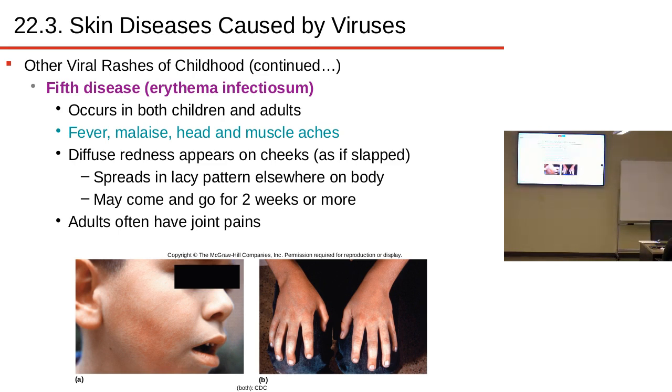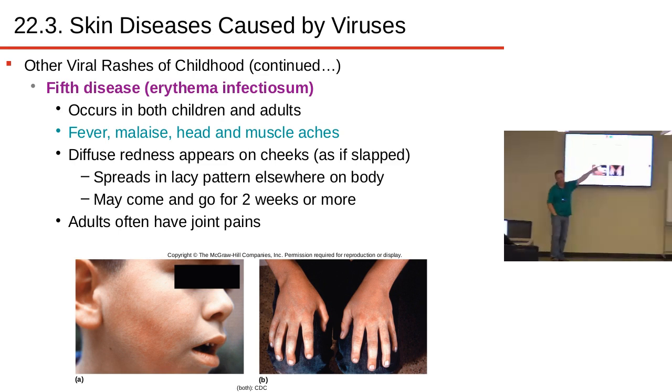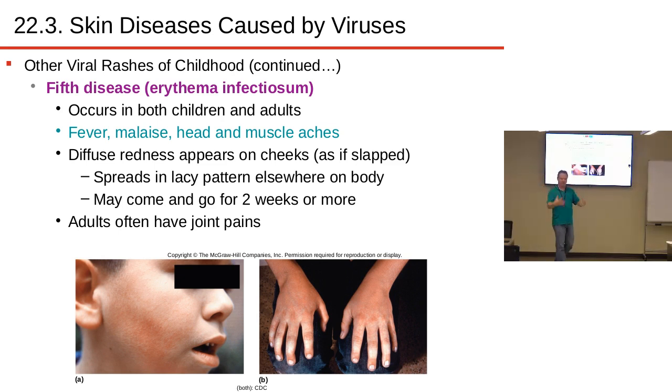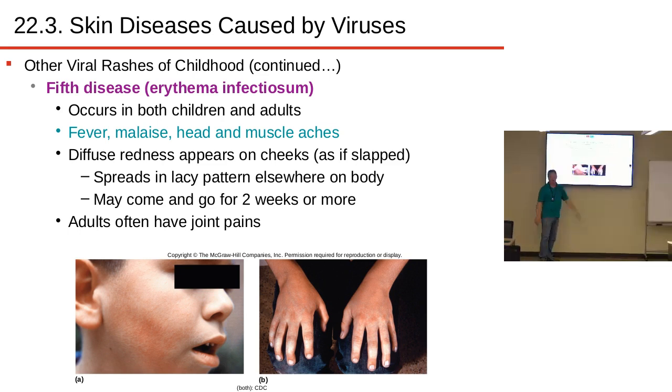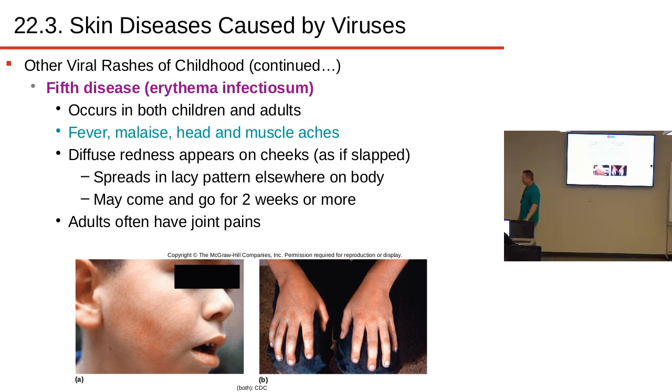And we get that redness on the cheeks. As the book explained, it looks like you've been slapped. So that's basically flat, flushed redness. And it spreads in a lacy pattern elsewhere in the body. You can see here, it looks like a lot of white and red there in the hands. That's showing that laciness, where on the face, it's almost all red. And it may come and go. You'll have it go away for a day or two and come back for a couple days, and that'll go back and forth for a couple weeks while the immune system's fighting it off. But again, it's never fun to have any of these diseases as an adult. You end up with a lot of joint pains, a lot of other problems that can come with it.